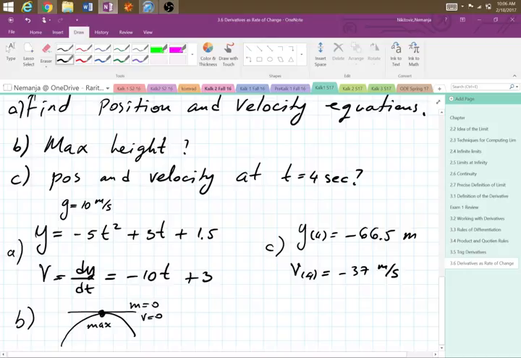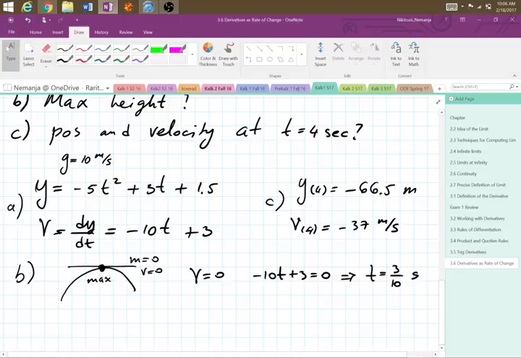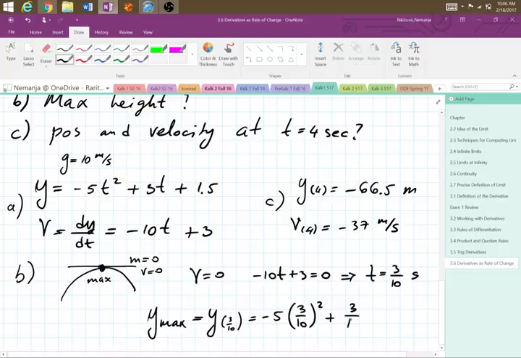So velocity equals 0 means negative 10t plus 3 equals 0. And that's 3 over 10, right? So t equals 3 over 10 seconds. So it's going to get its maximum velocity, sorry, its maximum height at t equals 3 over 10. So now for y max, you need to find y computed at 3 over 10, which is negative 5 times 3 over 10 squared, plus 3 over 10 times 3, plus 1.5, and that's going to be a number.